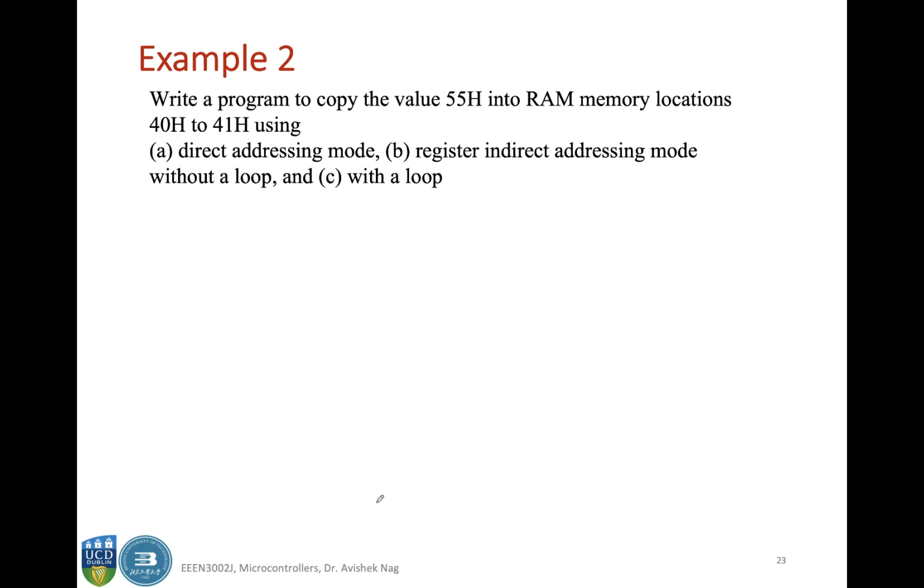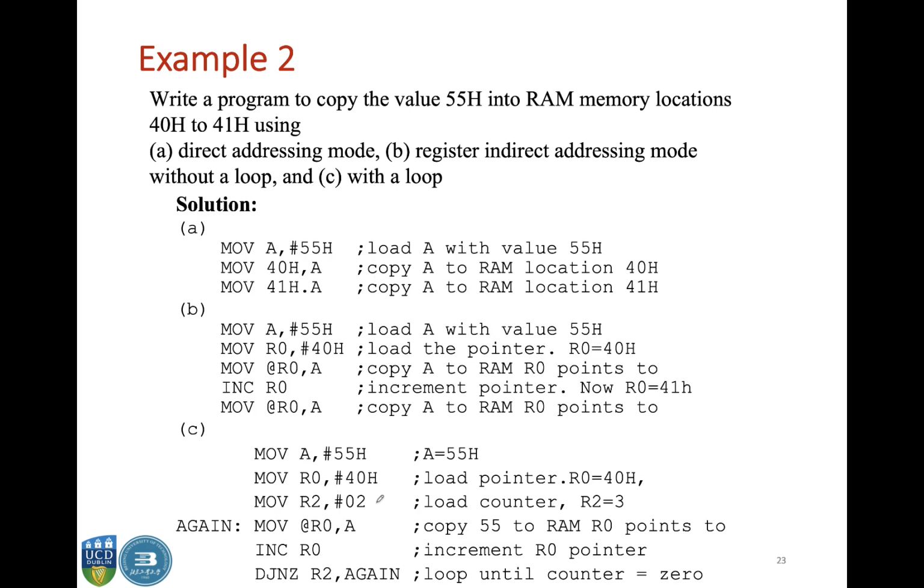Next example is write a program to copy the value of 55 hex into RAM memory locations starting from 40 hex to 41 hex using the direct addressing mode, register indirect addressing mode, without a loop and with a loop. So here you can do that. You can use direct addressing mode. Okay, and this will be a comma here, sorry for the typo. You can use the register indirect mode. Okay, you can use these symbols, and then you can use a loop also.